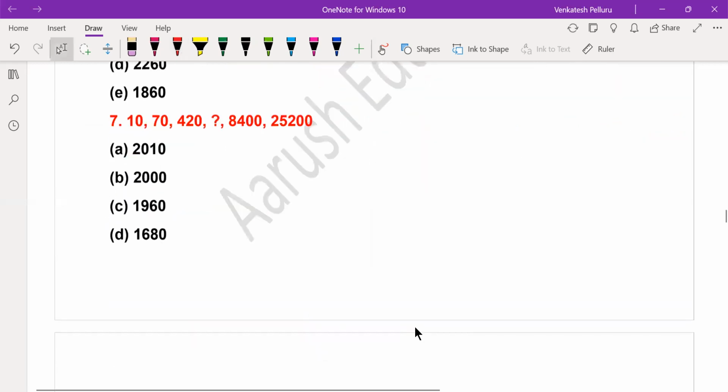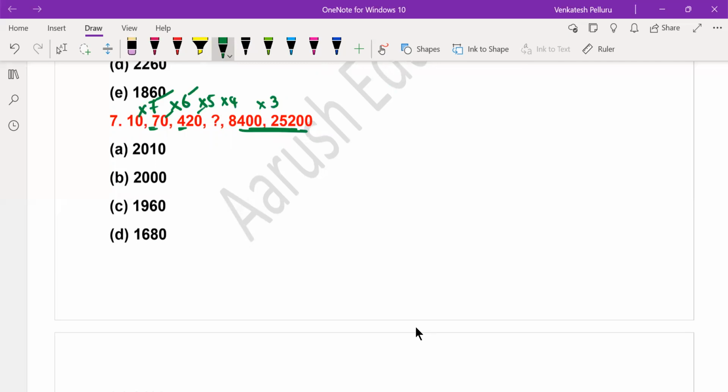Look at question number 7. I'll just write it down here. 10 into 7, 70. By just looking at the question, I can say 7 sixes are 42, but here a 0 is there and here a 0 is there, hence it is 6. So multiplied by 7, multiplied by 6, obviously it has to be 5, then here it is 4, and then here it is 3. So you cross check this. If this is right, then my logic is also right.